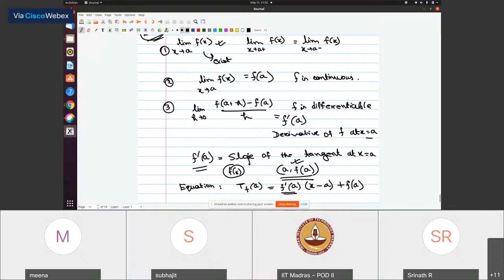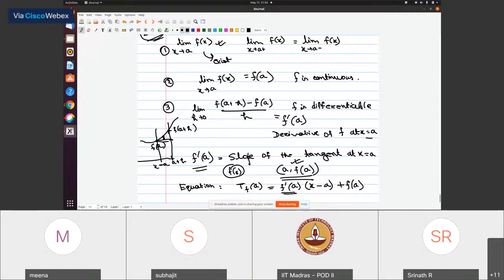Now this is why this is slope. Suppose this is my function. This is my a, so this is x equal to a. Now suppose this is my a plus h, at x equal to a plus h. This will show the increment of the function in this interval, right? This is f of a plus h, and this is f of a, right?